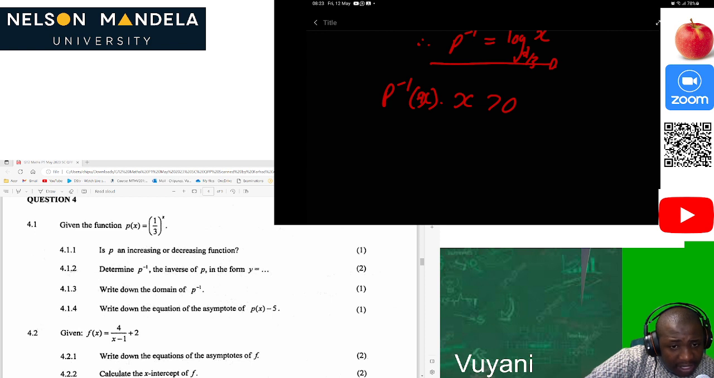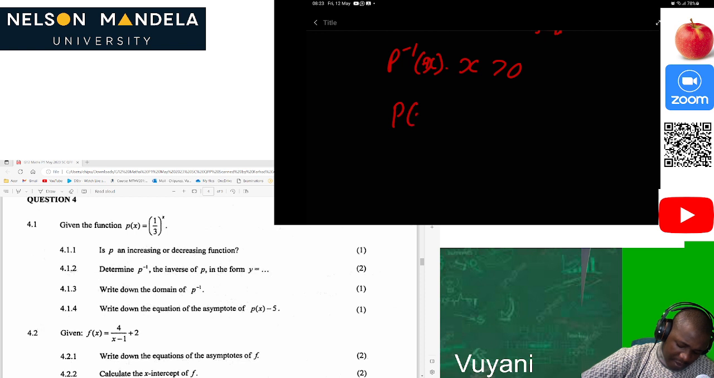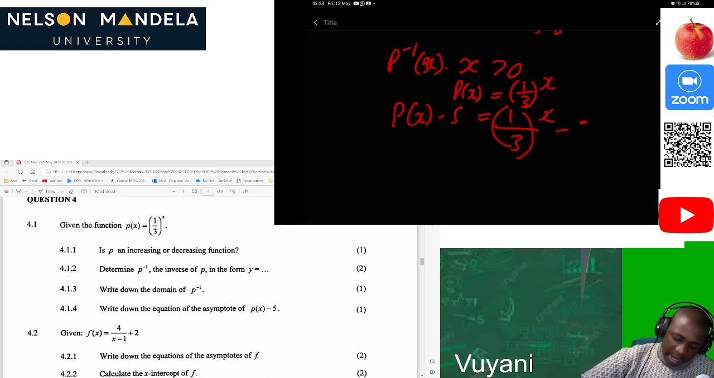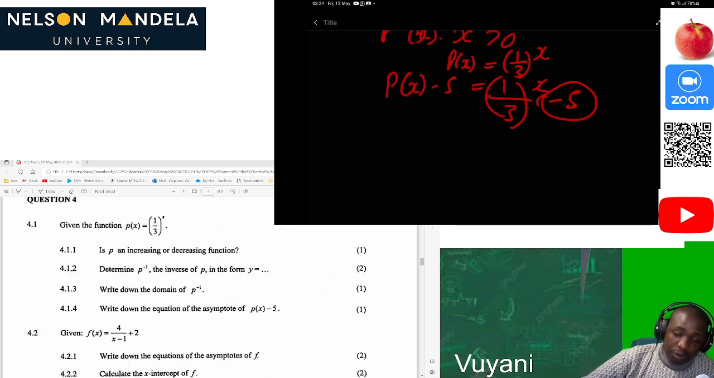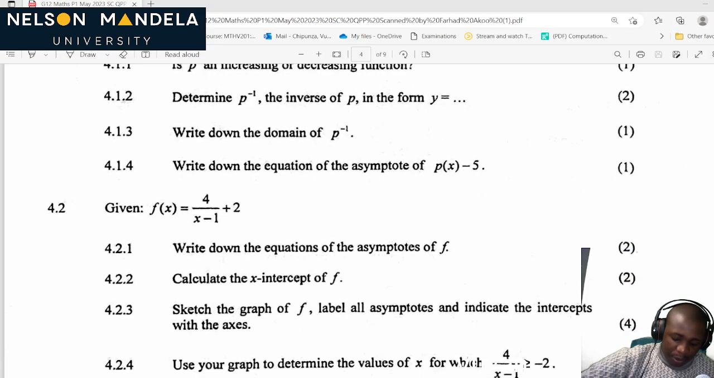Now they say write down the equation of the asymptote of p of x minus 5. Initially we have p of x equal to 1 over 3 to the power of x, so p of x minus 5 is 1 over 3 to the power of x, minus 5. This is going to be our horizontal asymptote. Therefore we can write the equation of the asymptote as y equal to negative 5.